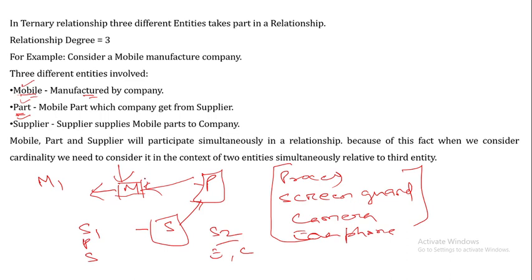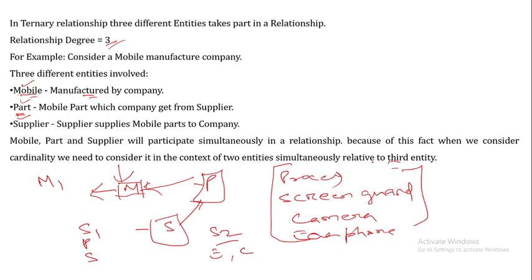So if you have three entity sets, the degree of the relationship is 3. Okay, so we have three different entity sets: mobile, part and supplier will participate simultaneously in the relationship. Because of this fact, we consider cardinality. We need to consider it in the context of two entities simultaneously relative to the third entity.